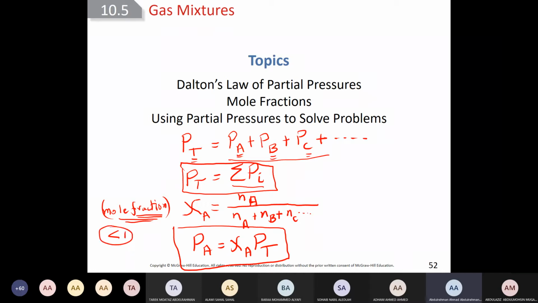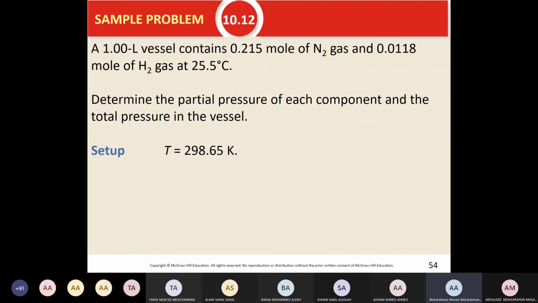What will be the total mole fraction of XA plus XB plus XC if we have only 3 components? What will be the total mole fraction? 1. Exactly 1. You have to be careful with this. So the mole fraction is less than 1, and if you add the mole fraction of all the components, the total must be 1. Is this clear? Good. Next, let's solve this problem very quickly.